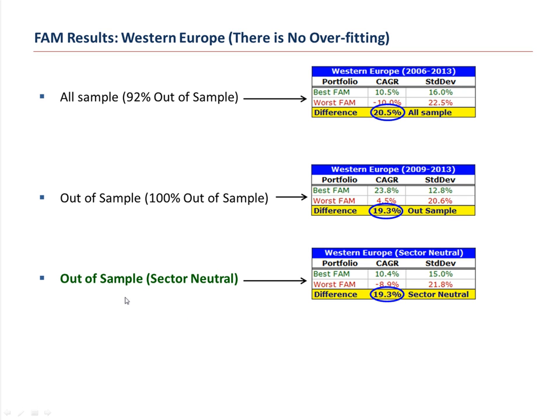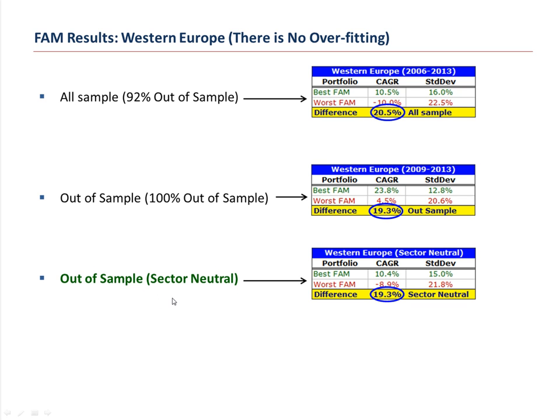Let's try an out-of-sample that's completely sector neutral. And by sector neutral, I mean I created rankings for FAM companies first within their industries, and then through the whole population. It turns out that if you create FAM that is sector neutral, the difference between the best rated and worst rated companies, again, is 19.3%, identical to the out-of-sample if we weren't sector neutral.